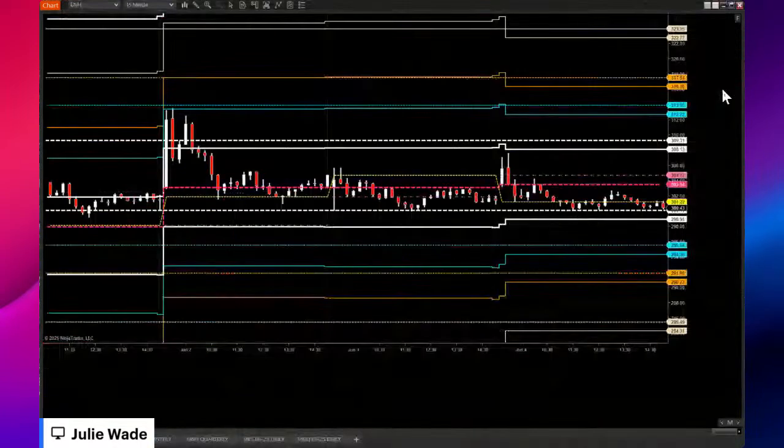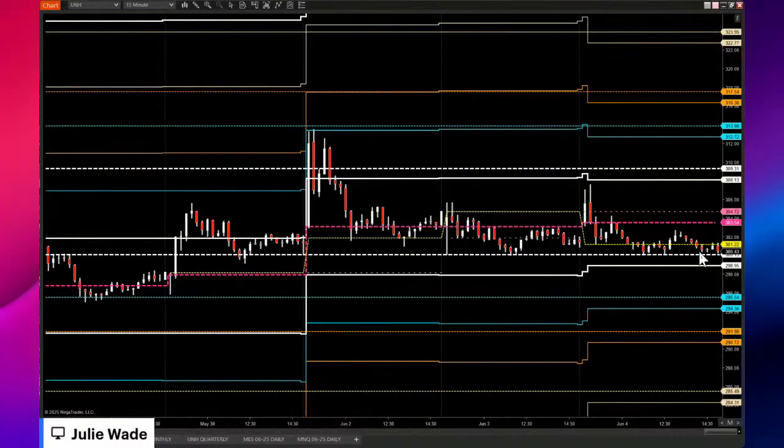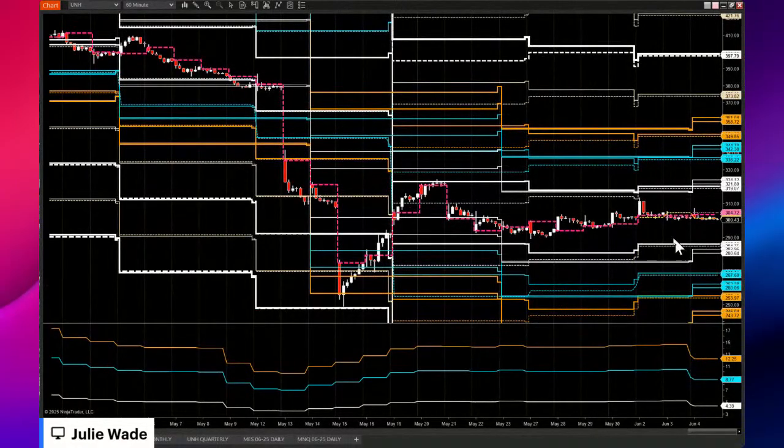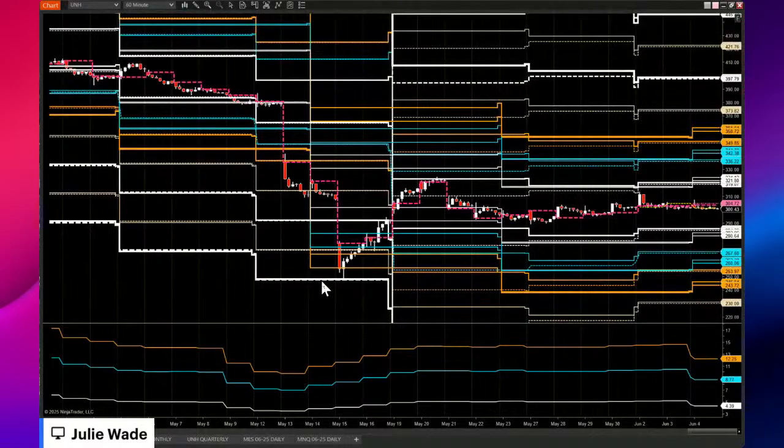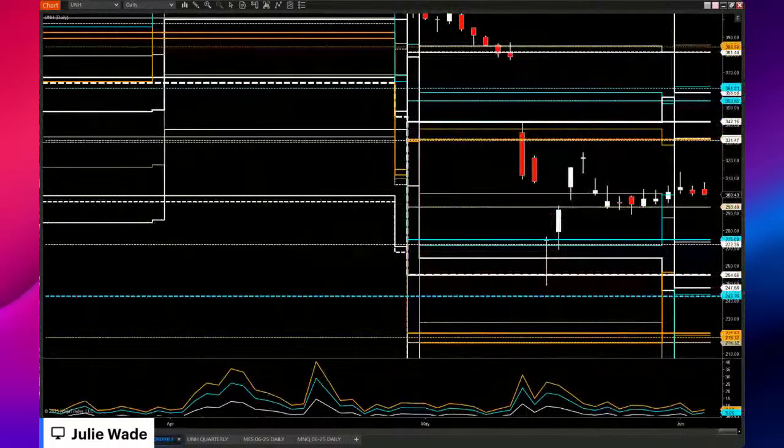Here's UNH, United Healthcare. So you can see it works on the daily time frame. Here's the weekly. You can see it's right in the middle of the weekly range. It got down to the end of the 2 times the weekly range on that sell-off May 14th. Then it has stabilized. The monthly was held by these tails.